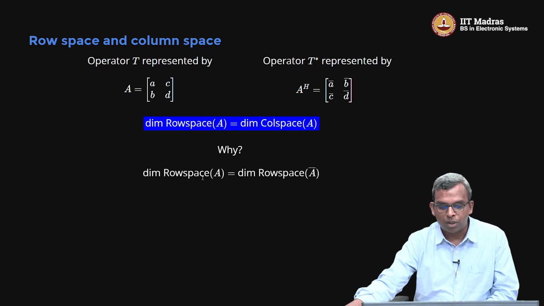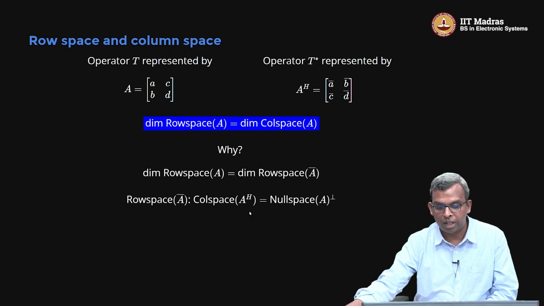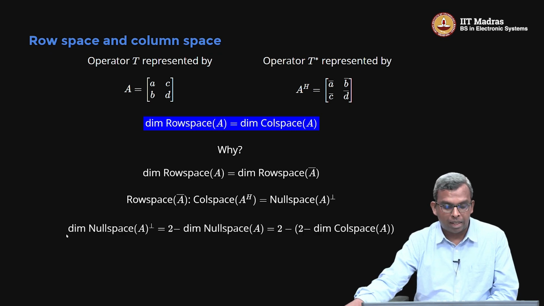Dimension of row space of A is the same as the dimension of row space of A bar, right? If you conjugate, the dimension is not going to change. And row space of A bar is related to column space of A Hermitian, which is the same as null space of A perp. And then dimension of null space of A perp is n minus dimension of null space of A, right? So orthogonal complements and the original one add up to n. And then what is dimension of null space of A? Use the rank nullity. You get n minus dimension of column space of A. This n and n will cancel, and you get dimension of row space of A equal to dimension of column space of A.